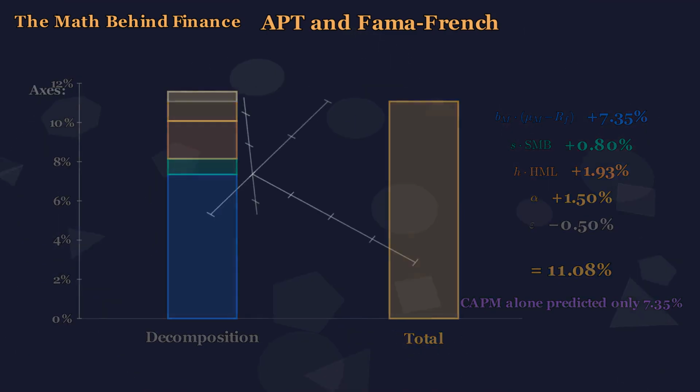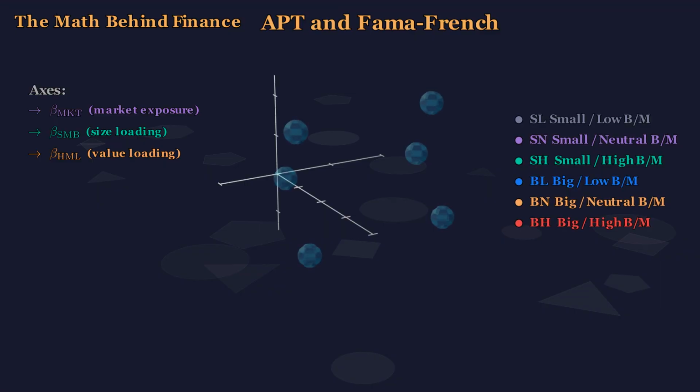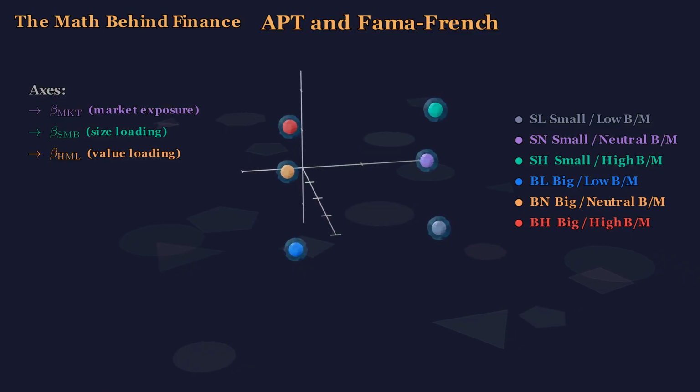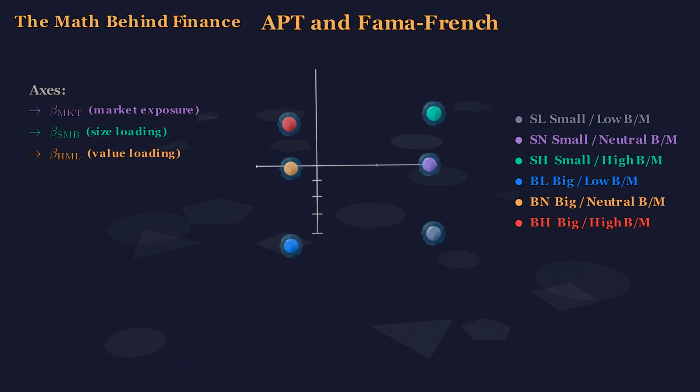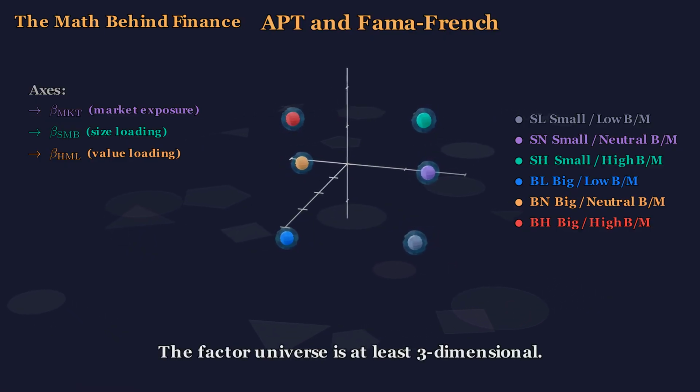Picture the universe of stock portfolios in 3 dimensions: horizontal, market beta; depth, size loading, how much it moves like a small cap; vertical, value loading, how much it moves like a value stock. Six portfolios, sorted first by size, then by book to market. Watch them spread across the cube. Small value sits in one corner, big growth across from it. Each axis is a separate, persistent source of return. The factor universe is no longer a line. It is, at minimum, 3-dimensional.